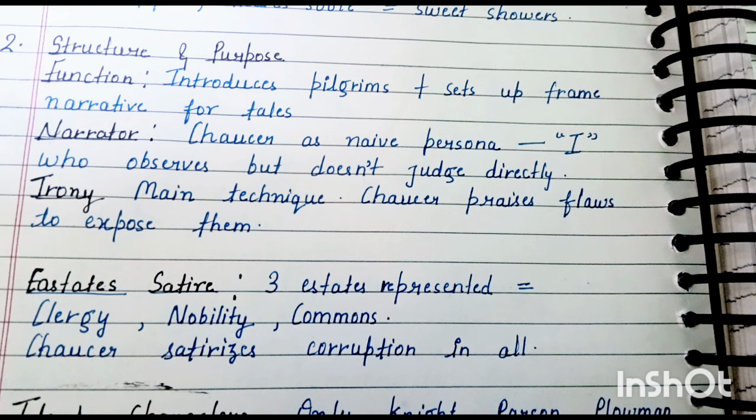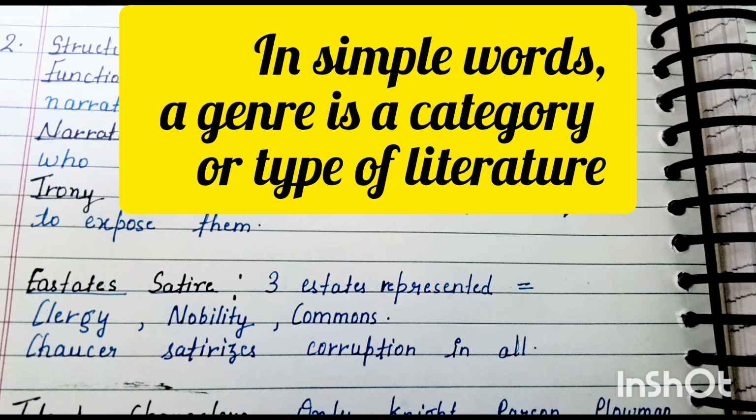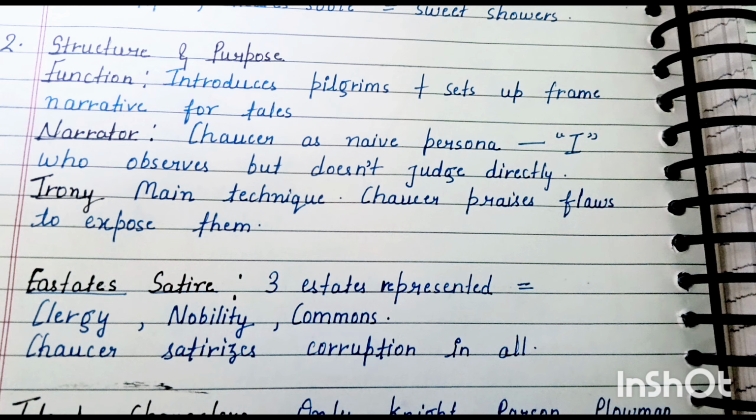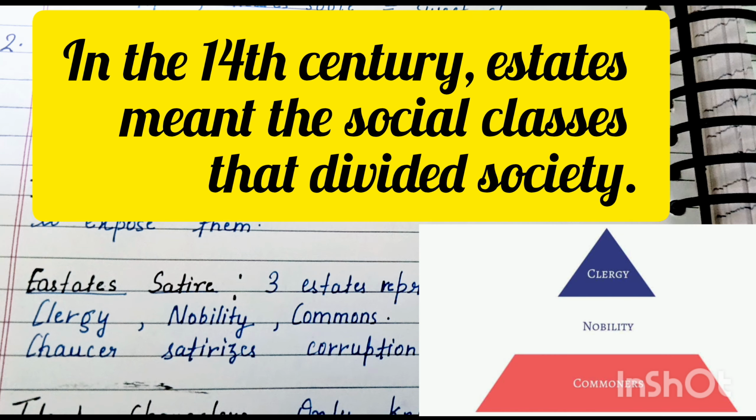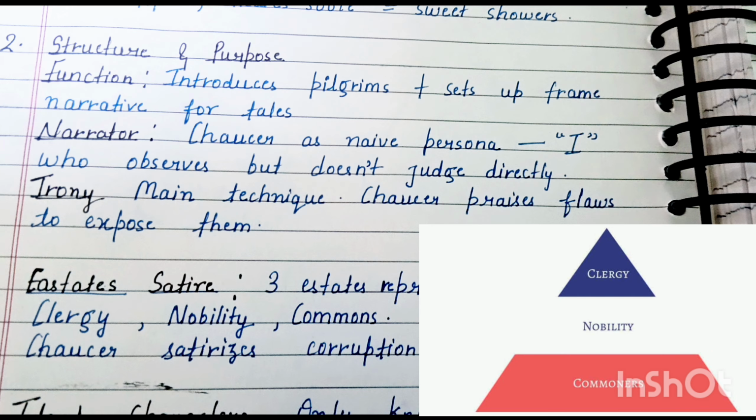He praises flaws to expose them. Even if he wants to criticize someone, he will praise them. That means his words will mean exactly the opposite of what he is saying. So the genre of the work is estates satire. An estates satire is one where the 3 estates, that is clergy, nobility, and commons, are all criticized.